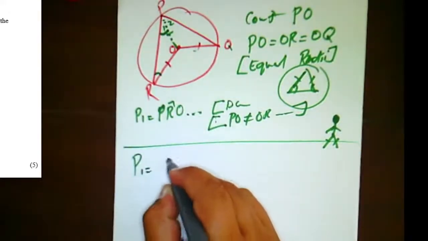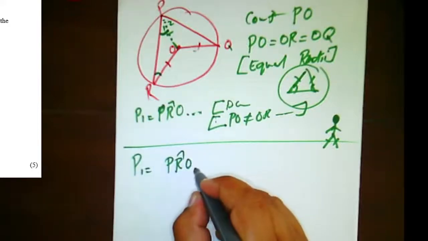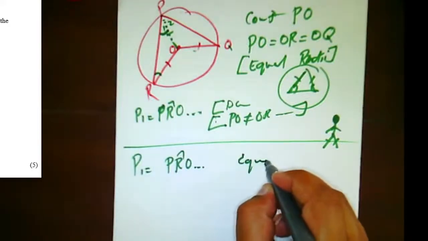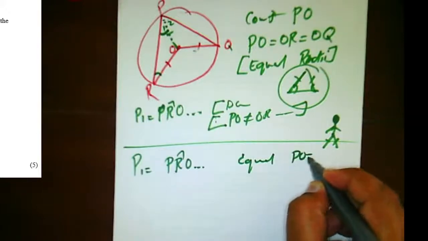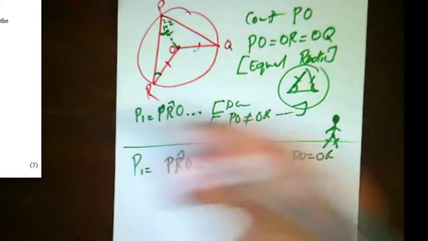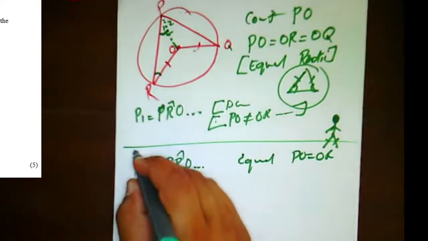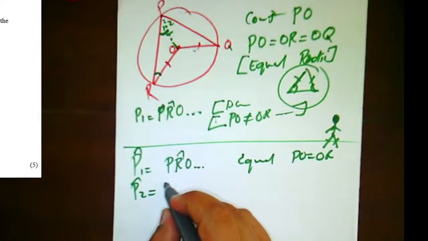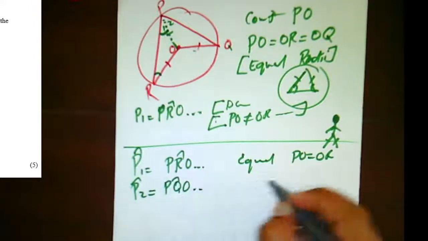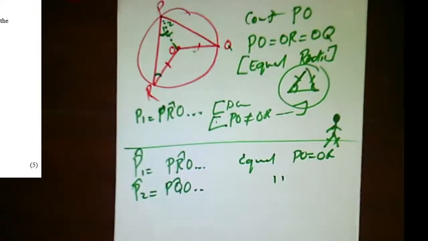So now that we know that P1 is equal to angle PRO, and the reason there is equal radii, or we can say PO is equal to OR, or you can give the other reason as well. We can say the same for P2. Angle P2 is equal to angle PQO for the same reason. Happy with that, learners? So now to make my life easier, I'm going to calculate this mathematically to show that the angle at the center is twice the angle at the circumference. So let's do that mathematically.